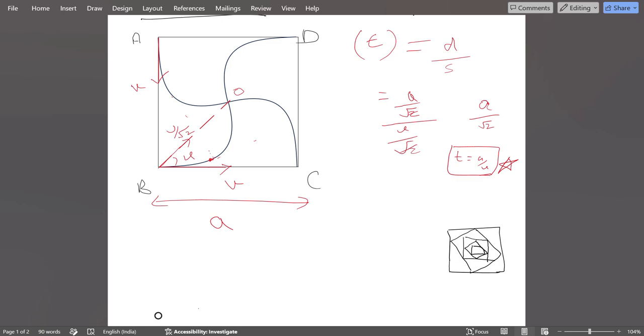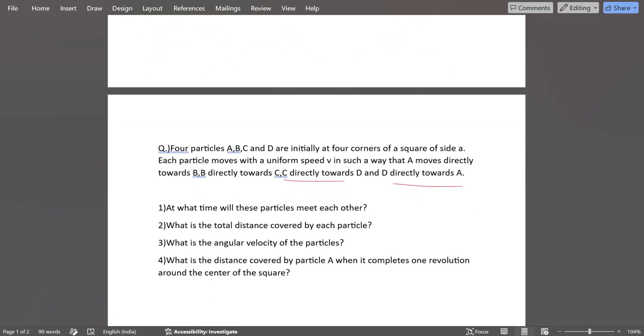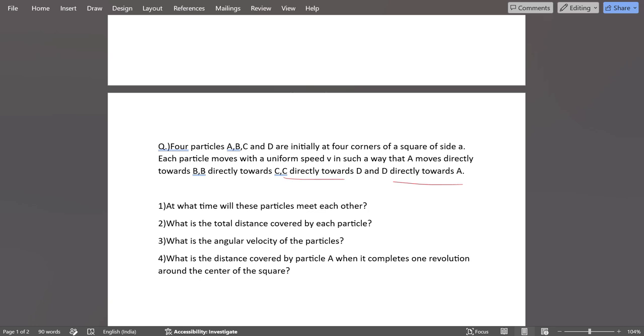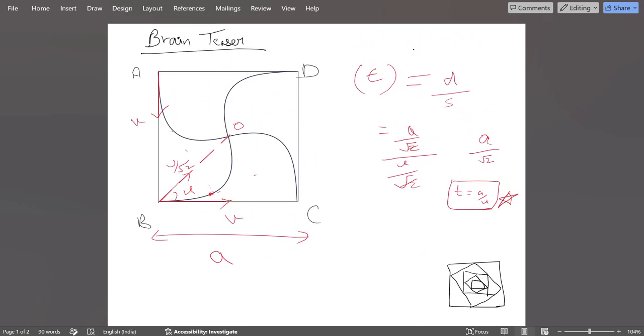Let's move on to the second question. What is the total distance covered by each particle? So that's quite simple. We know distance equals speed into time. Our speed is v. Time we have calculated is a upon v. So the distance is a. Now, we know that the side of the square is a. So that's the beauty of physics and mathematics, that it is naturally maintaining symmetry. Even though the direction of motion of the particle is spiral, its distance covered is a only, the same as the side of the square.